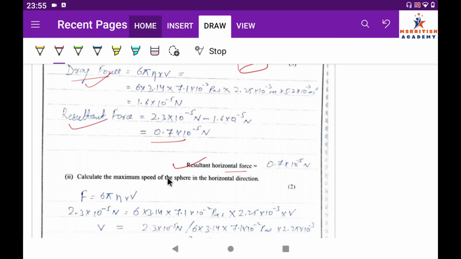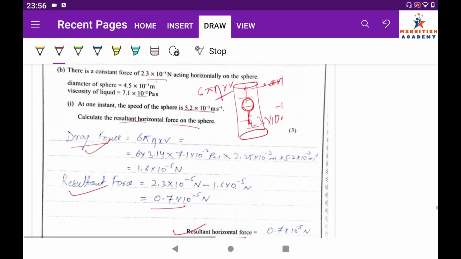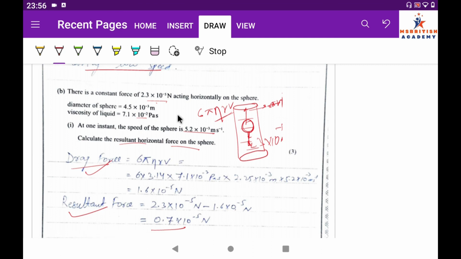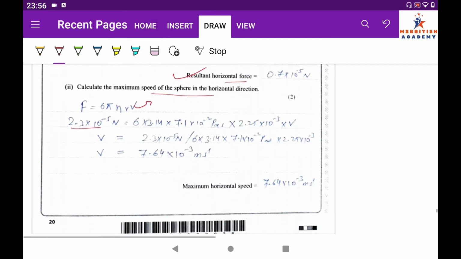Calculate the maximum speed of the sphere in horizontal direction. Now we have to calculate the maximum speed. So for that, force is equal to this. Maximum speed means that the drag force should be equal to the force applied. This is velocity, not volume. Here, see, this is velocity, not volume. So the velocity value is 5.2 into 10 raised to minus 3 meter per second.